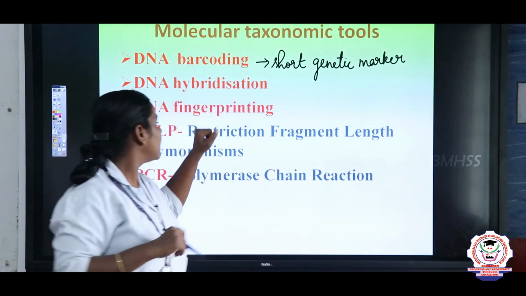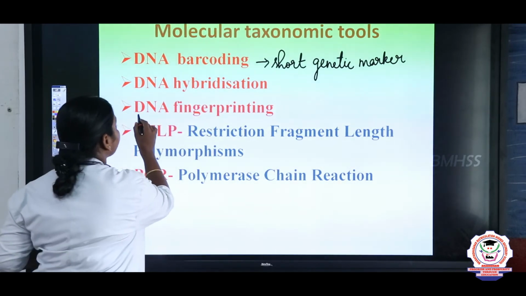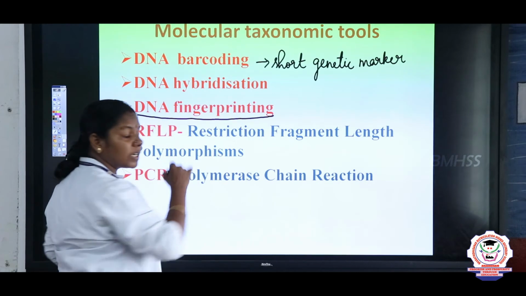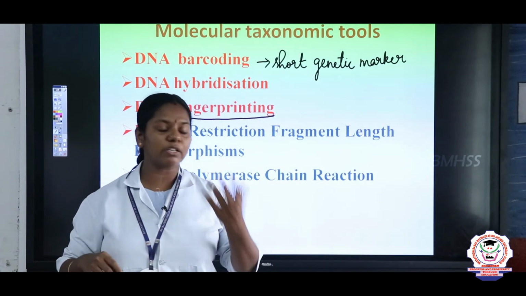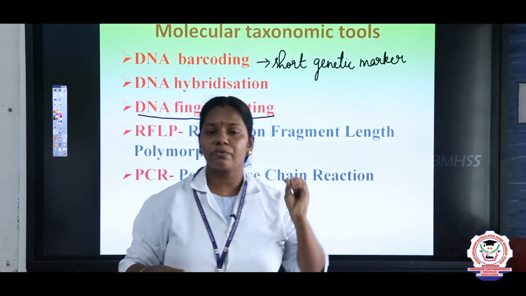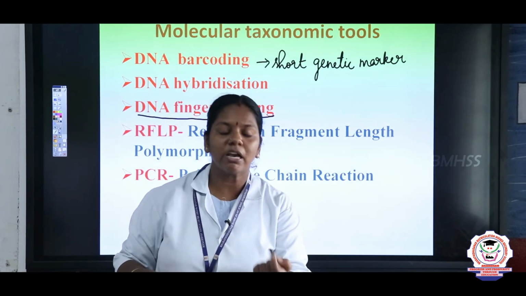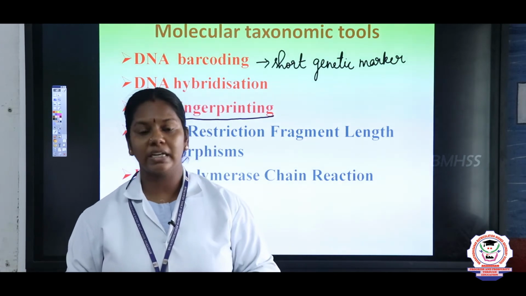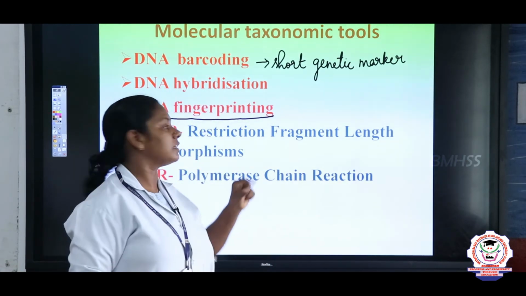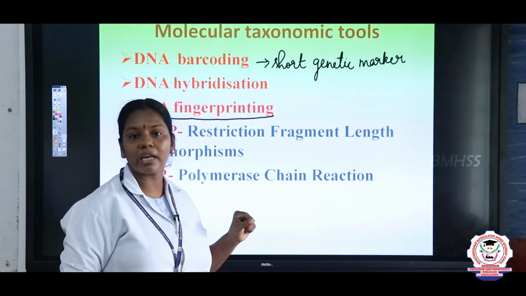So DNA hybridization, DNA fingerprinting. It's an important technique, children. It is used at the site of a crime, right? For example, if any murder has happened, from the blood stains we have to identify who is the criminal. So in such fields, in criminology, we use DNA fingerprinting.